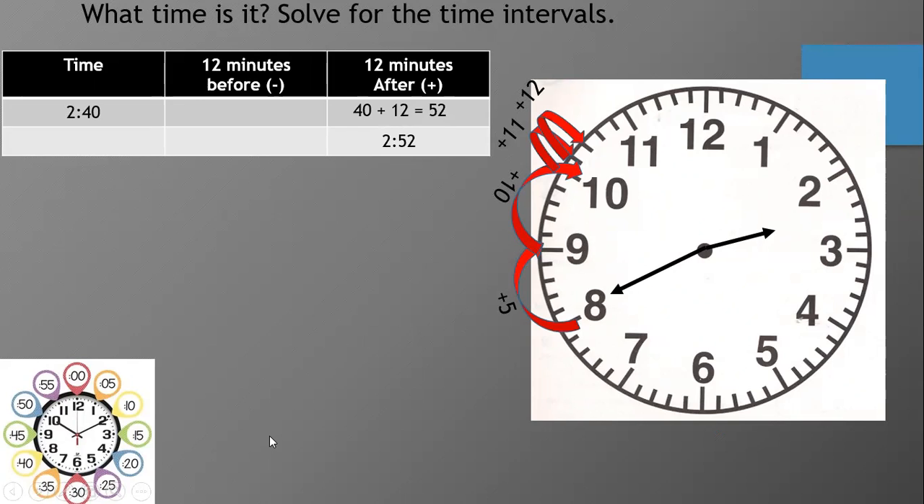Let's go in the other direction. Minus 5, minus 10, minus 11, minus 12. Counting backwards, we have 2:40, 2:35, 2:30, 2:29, 2:28. That is our new time. Let's see if we can subtract and get the same answer. So we have 40 minus 12 equals 28. And our new time is 2:28.